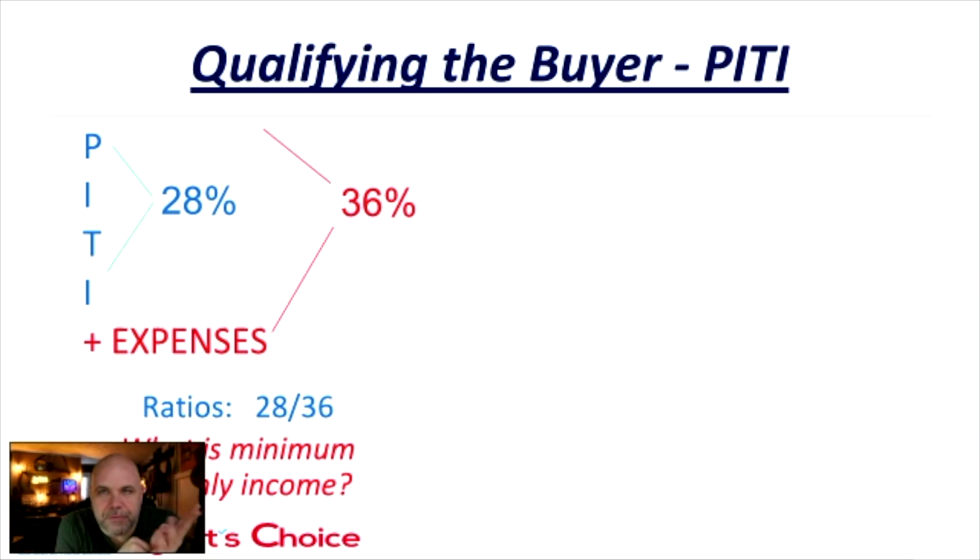But people have more expenses than just their house payment. They also have credit cards and car payments. So when you roll all of that into the equation, the lender says, I don't want you to pay any more than 36% toward your house payment and your car and your credit cards and any recurring monthly debt. So qualifying the buyer with this 28 and 36% ratio thing, what is the minimum monthly income the buyer needs to make in order to qualify for the loan?